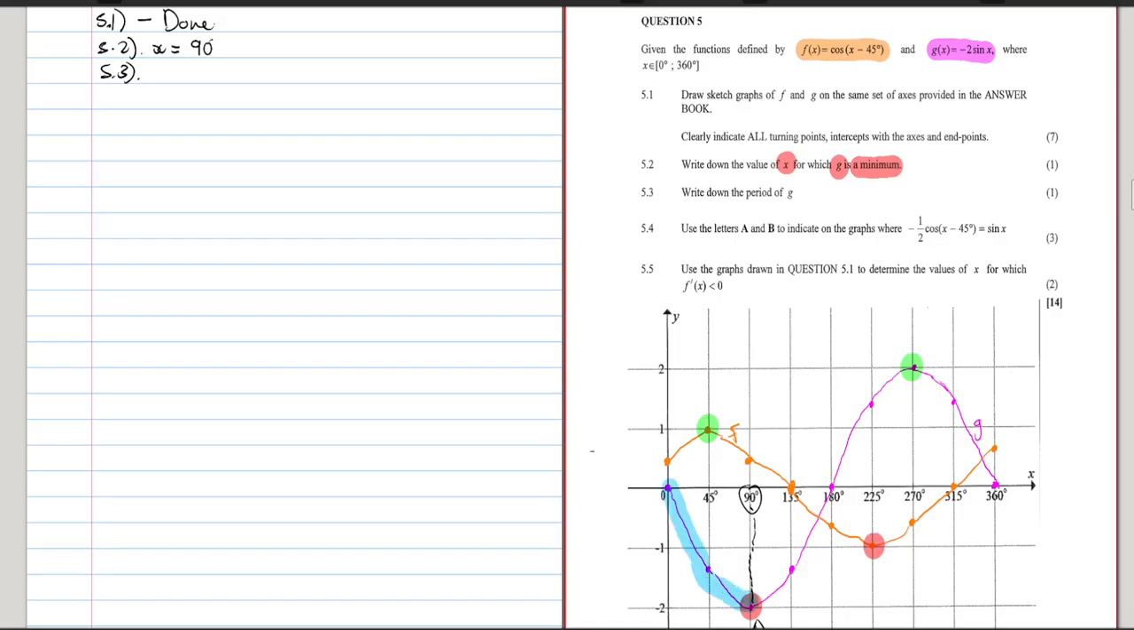Your graph needs to have a trough and a peak. So where the graph stops after creating a full complete wave with both the trough and the peak, where it stops, where it ends, that's where you get your period. So based on what we see, we can say the period for graph G is going to be 360 degrees.